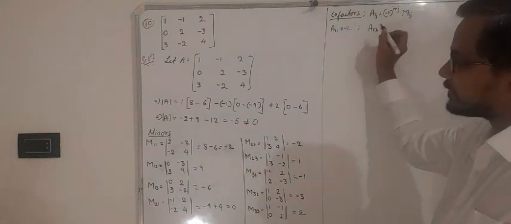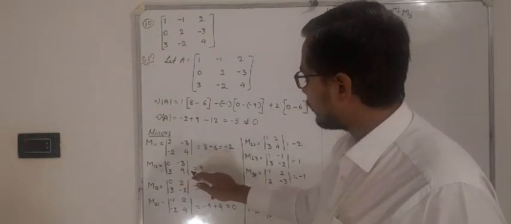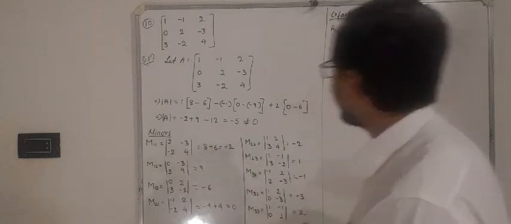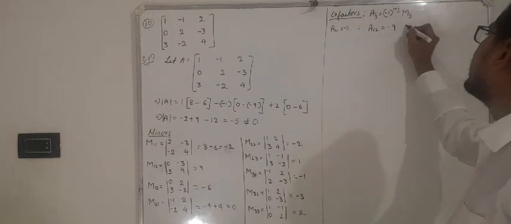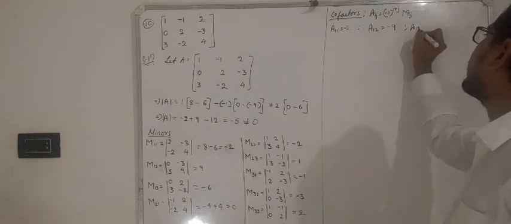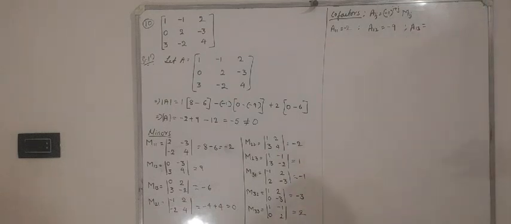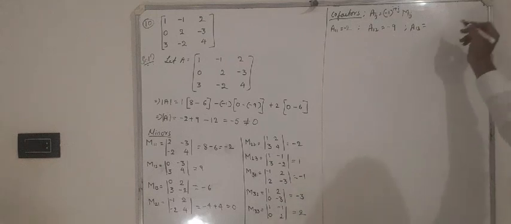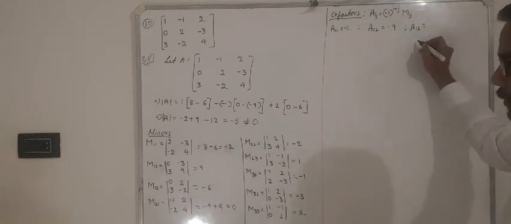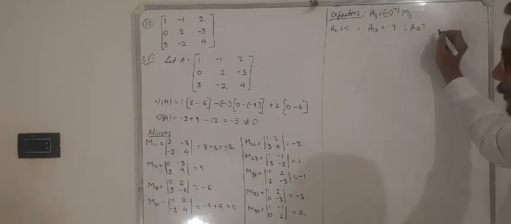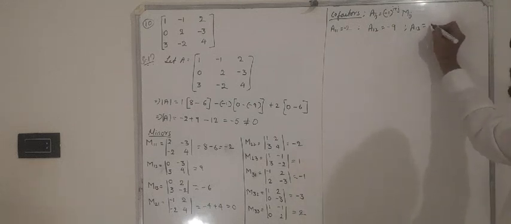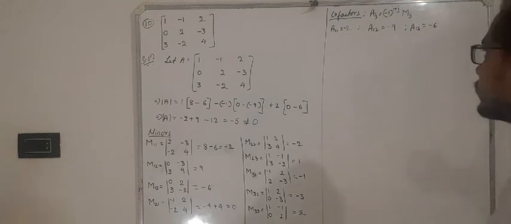A12, you can see here, it was 0 into 4, 0, minus of minus 9, it was plus 9. So here it becomes minus 9. And A13 is, sorry, A13 we got it as minus 6. So what will be the value here? It will be minus 6 only, right?